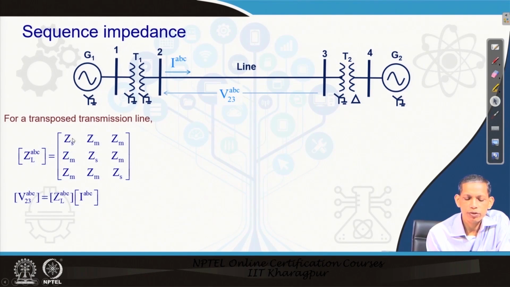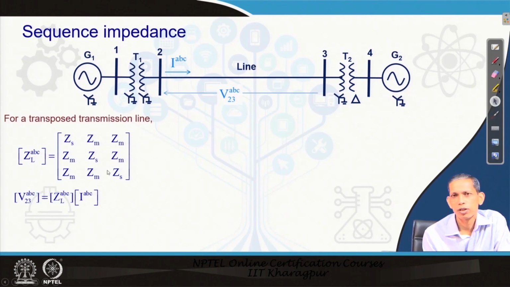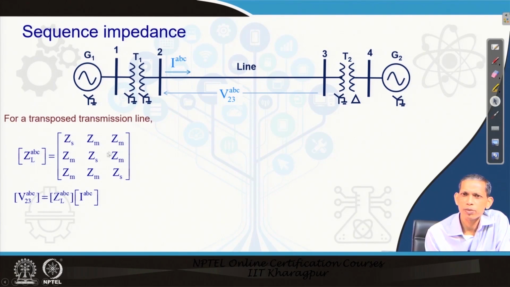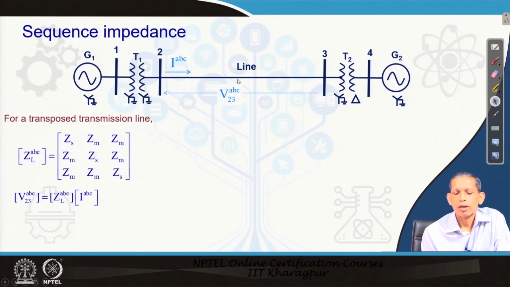So, for phase A there is a self impedance, phase A to B a mutual, and phase A to C a mutual component. Therefore, this comes out to be a 3 cross 3 symmetrical matrix. Here L corresponds to line, so Z L ABC corresponds to the 3 cross 3 matrix for the ABC phases of the three phase transmission line.